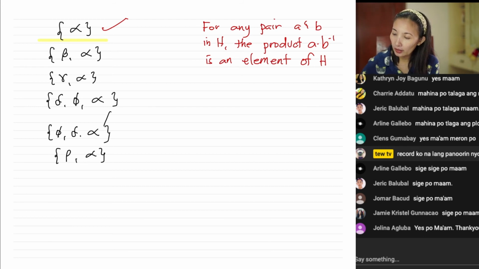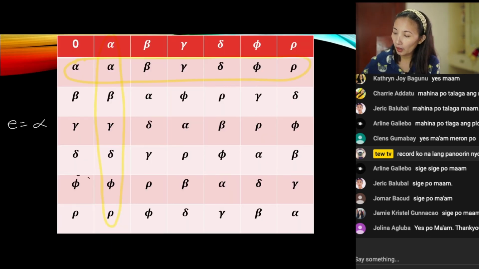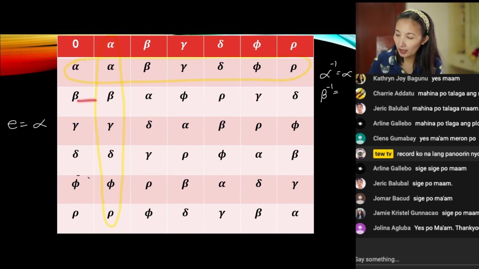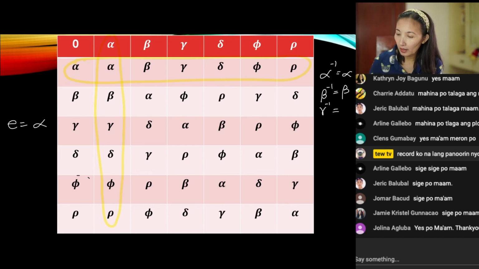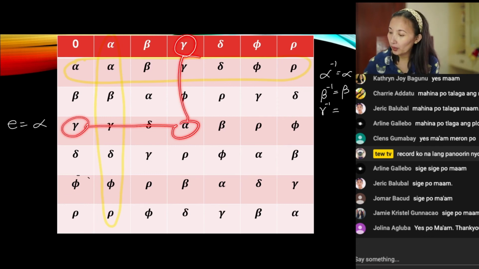Recall, going back to the table, that the identity element is alpha, and the inverses are as follows. Alpha inverse is alpha. Beta inverse: look along the column for beta and search for the identity element, alpha. What was multiplied to beta to get alpha? It's beta. So beta inverse is beta itself. Next, gamma inverse is gamma itself.